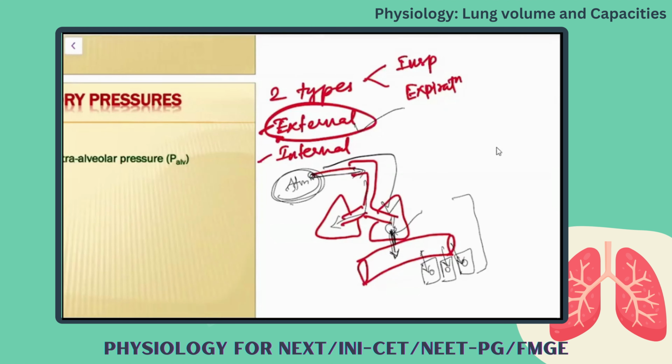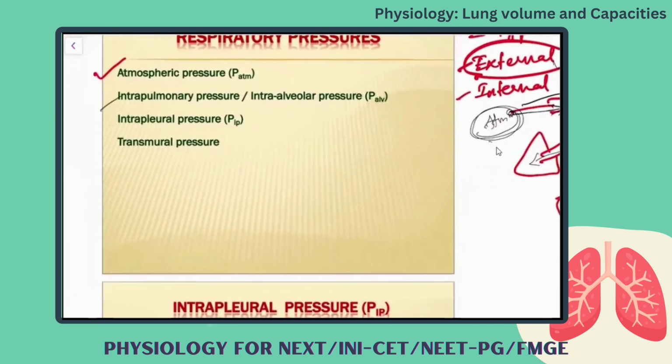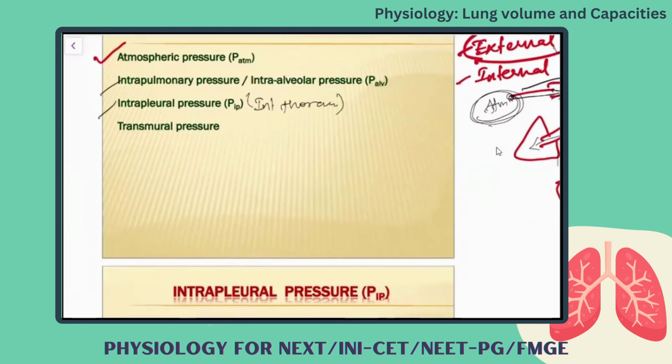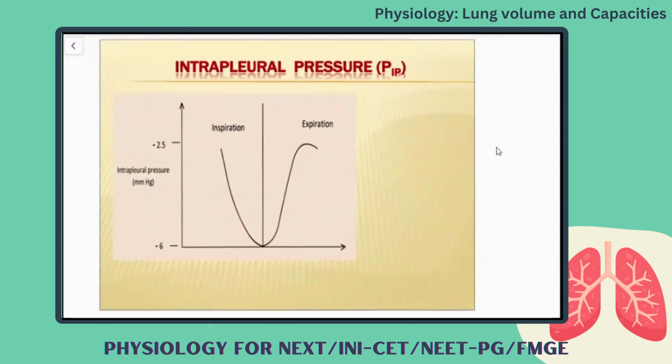Based on this, we are going to see the respiratory pressures. You know what is intrapulmonary pressure. You know what is intrapleural pressure, which is also called intrathoracic pressure. We have seen the explanation about this since morning. Yes, clear? And transmural pressure is nothing but the difference between the inside and the outside pressure, that is, the difference between the alveolar pressure and the pleural pressure. Now we will see the graphical representation of this intrapleural pressure.